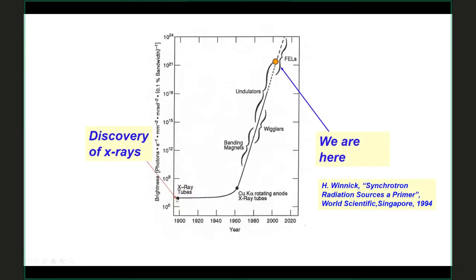And this is just a summary of brightness, which I'll describe in a minute, but it's basically flux per unit area per unit source area. X-ray tubes are down here at say 10 to the 7th, maybe 10 to the 8th for a rotating anode. Bending magnets are here, four orders of magnitude higher. Wigglers are say six orders of magnitude. Undulators, 8 to 10 orders of magnitude. And then finally, free electron lasers, which the APS is not, up above that.